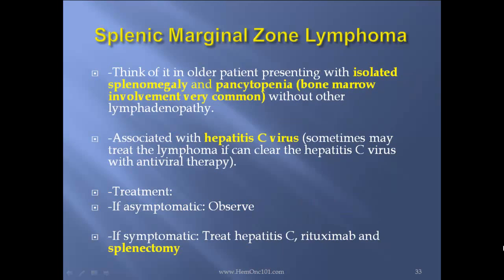Think of splenic marginal zone in an older patient presenting with isolated splenomegaly and pancytopenia. Bone marrow involvement is very common without other lymphadenopathy. Associated with hepatitis C virus, sometimes you may treat the lymphoma if you can clear the hepatitis C virus with antiviral therapy. Treatment: if asymptomatic, observe. If symptomatic, treat hepatitis C, rituximab, and splenectomy.